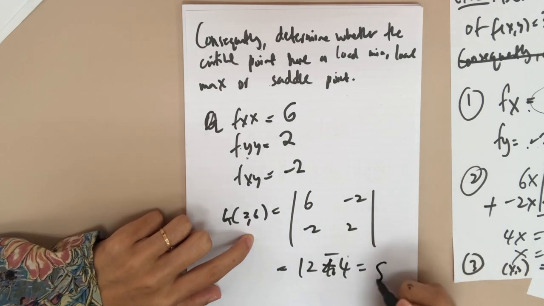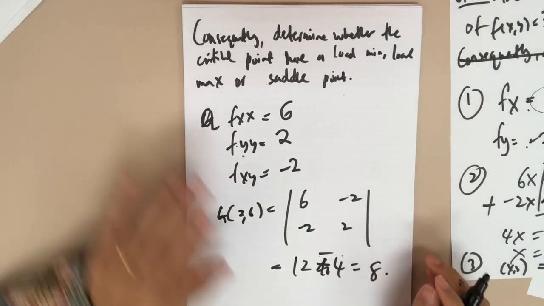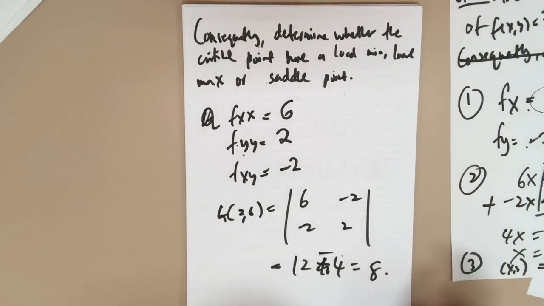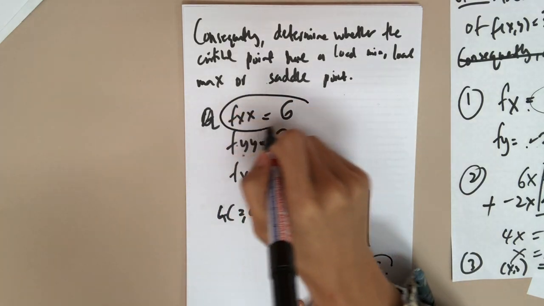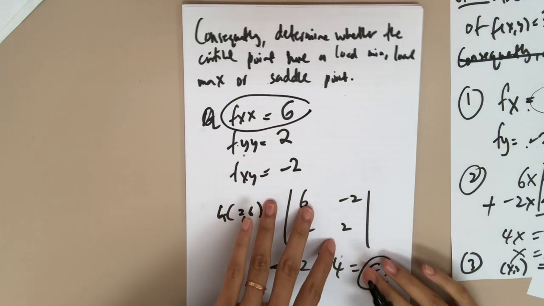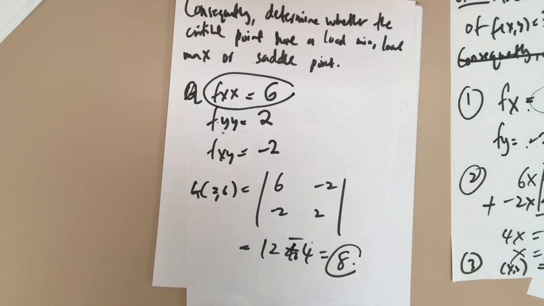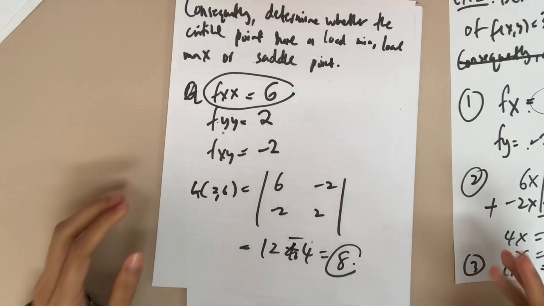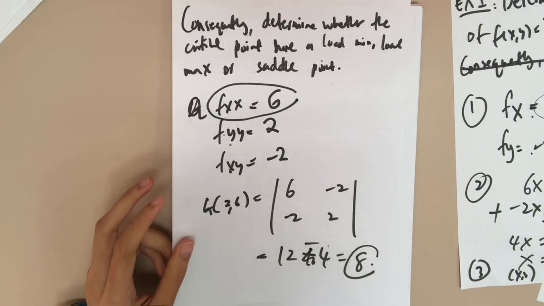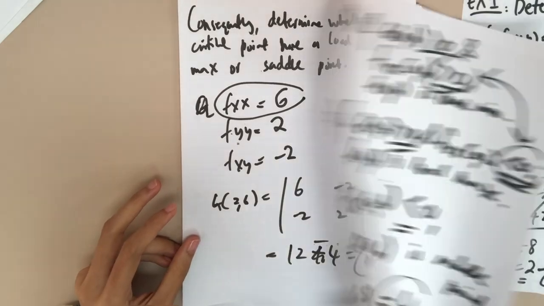Okay, minus it will be 8. So this is your g(a,b). Now by using this answer and this answer, find out where the critical point lies, whether it's a local min, local max, or saddle. So you go back to the condition here.